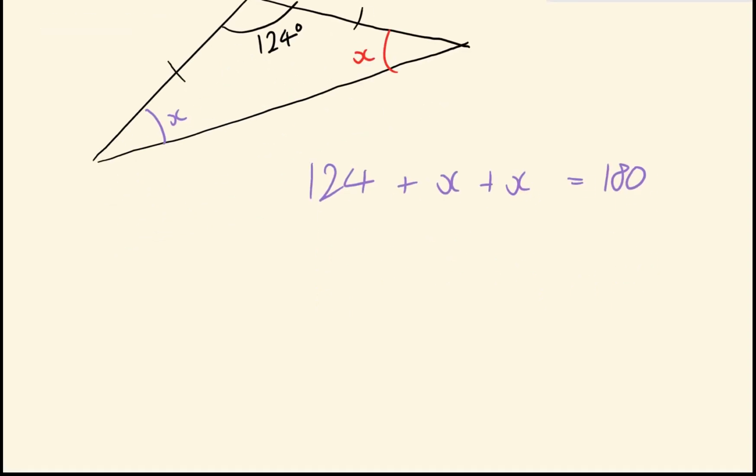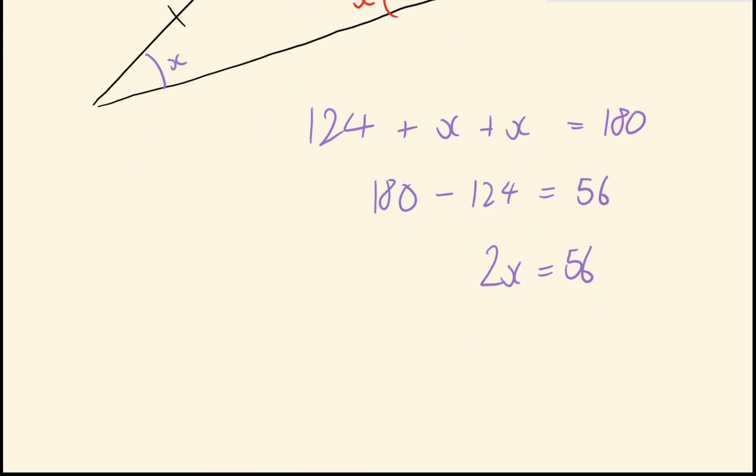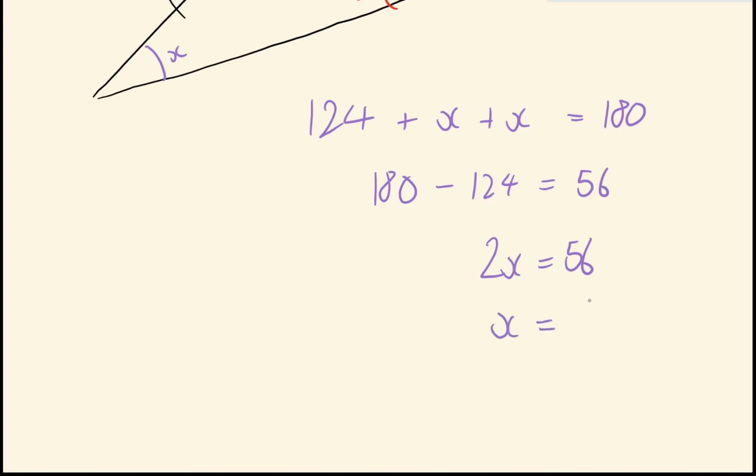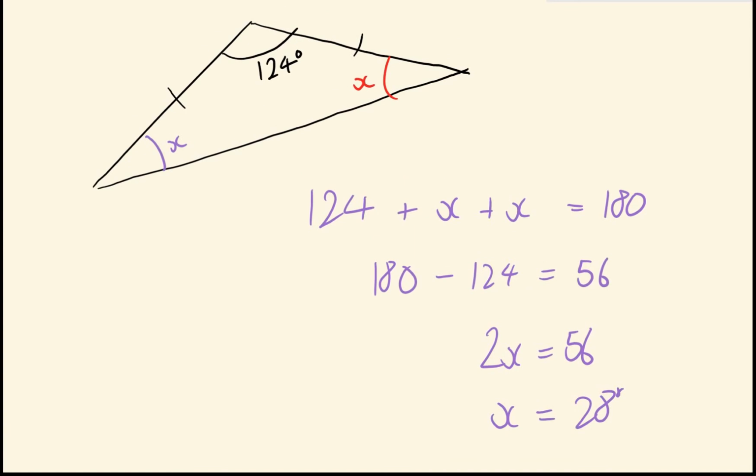So what we're going to do, because we want to work out both the x's, and they're both exactly the same, is take away 124 from 180, and then halve it. So 180 minus 124 gives me 56. And again, that was two lots of x, both my x angles together, which came to 56 degrees, so we need to halve it. And 56 divided by 2 comes out as 28 degrees, and that's what both these x's are. They are each 28 degrees.